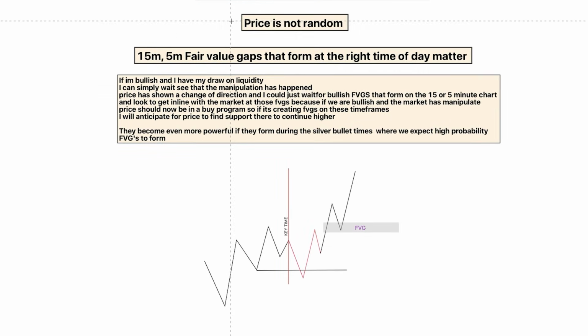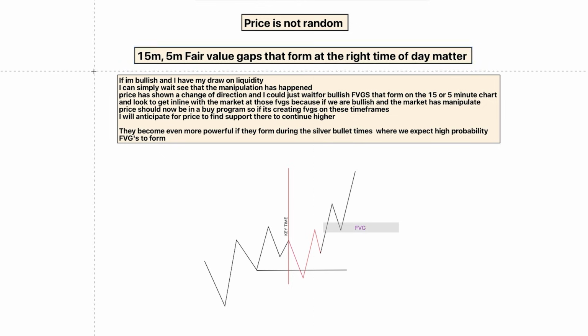One thing you guys have to know, especially when it comes to understanding fair value gaps and knowing which fair value gap to use for your entry: how do I know this is going to be the fair value gap that works? One thing to remember is that price is not random. 15-minute and 5-minute fair value gaps that form at the right time of day under the right context matter. Those are the ones you're going to be using. And what do I mean by that?